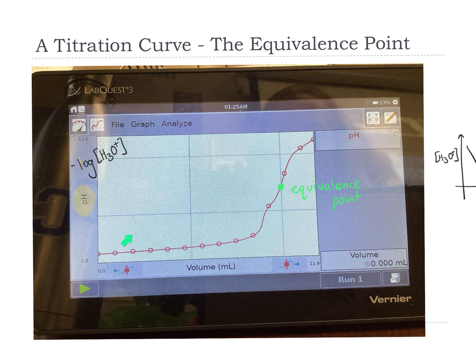Before the equivalence point, we've got a really low pH, and that's where we have mostly acid in our solution. Past the equivalence point here, now we've got a really high pH. That's where now we just keep adding extra base, and it's right there in the middle of that vertical section where the moles of acid and moles of base are equal.